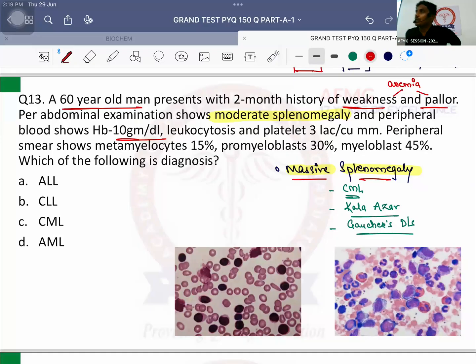Hemoglobin is 10 grams per deciliter. We know already because the patient is suffering from symptoms of anemia as well. Leukocytosis मतलब WBC कम है या ज्यादा है पेशेंट में? Define. तो ल्यूकोपीनिया क्या होता है बच्चों?